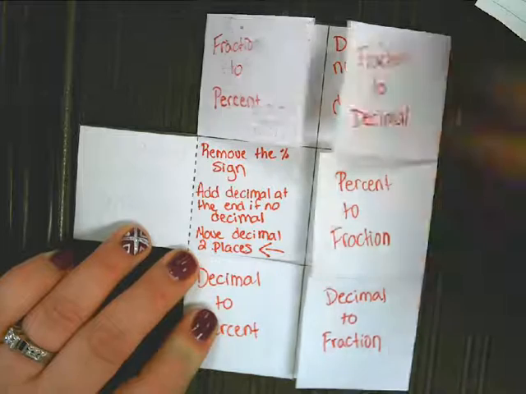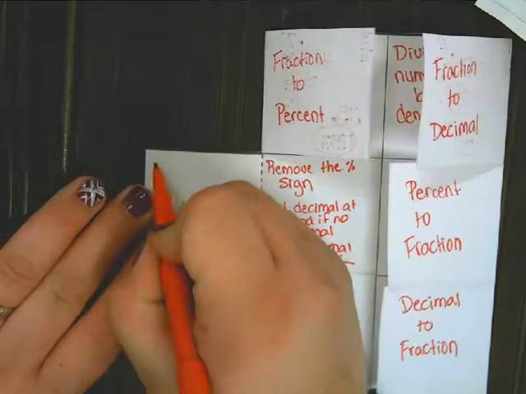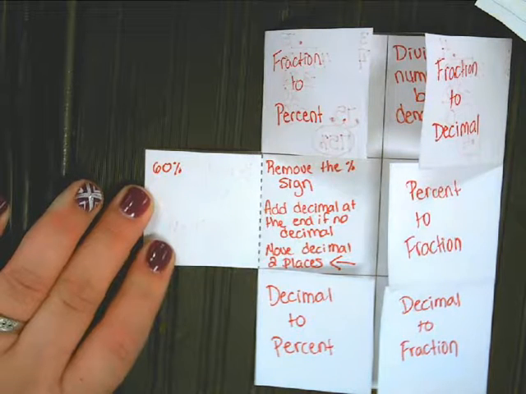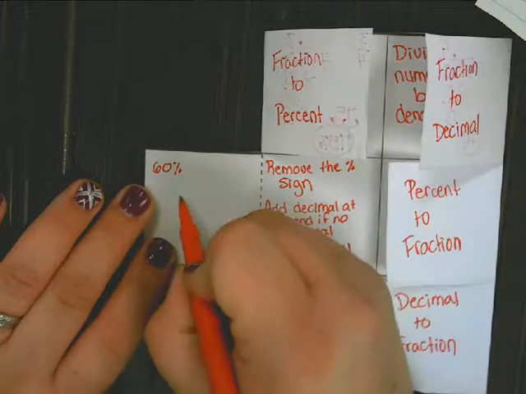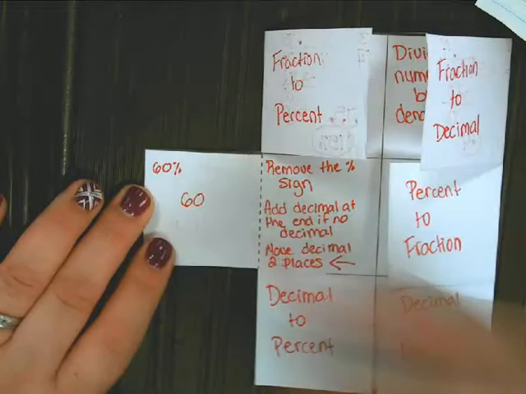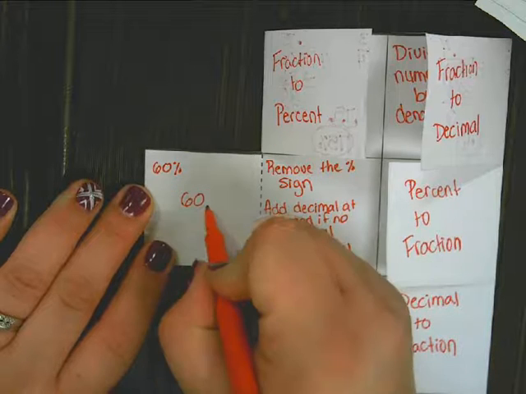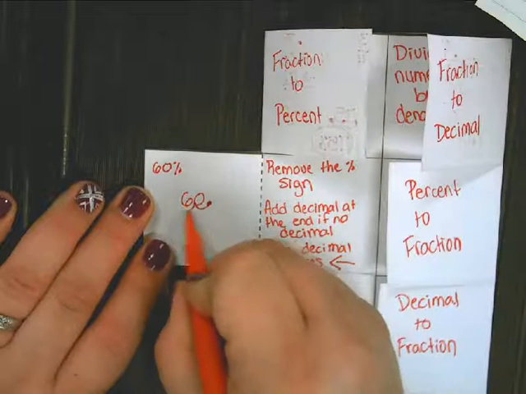So let's say I give you 60% and I want it as a decimal. So remove the percent, so I'm going to write it as 60. Add the decimal at the end if no decimal, so there's my decimal. And I'm moving it 2 places to the left, so 0.6. Or you can say 0.60.